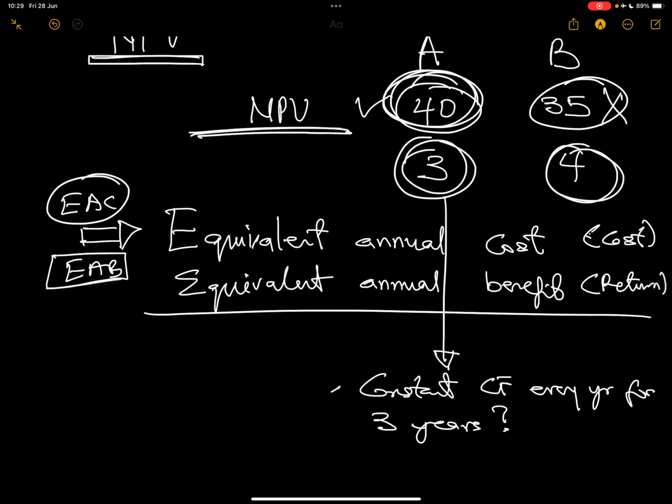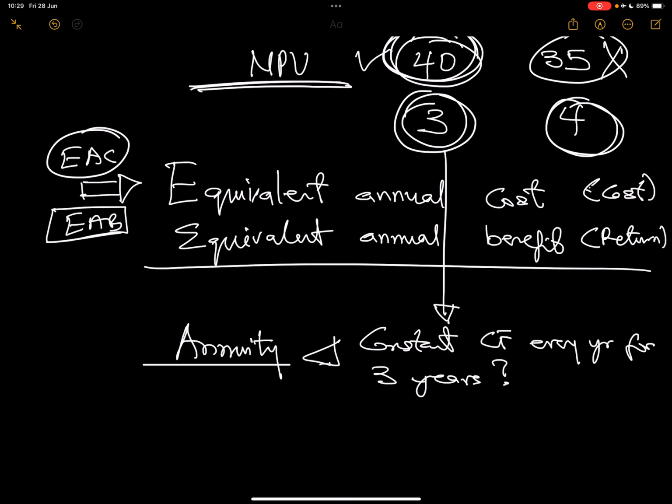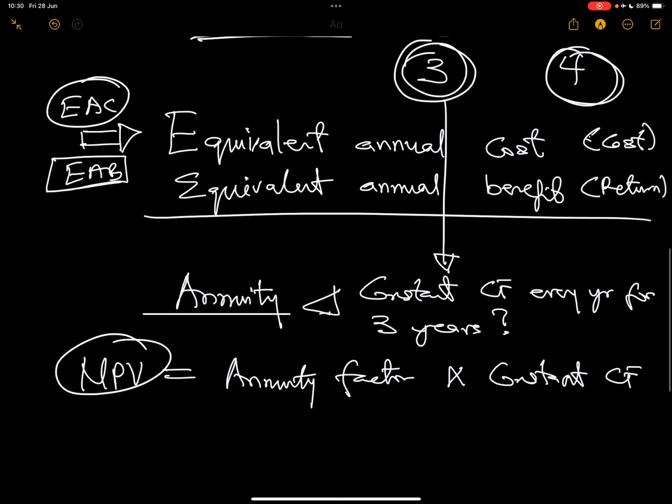And what is that called? If you remember in the last video, that is called annuity. I told you annuity is the constant. When you have one same cash flow every year for more than 1 year, it is an annuity. So normally your NPV equals annuity factor multiplied by the constant cash flow. That is how you could have gotten this.